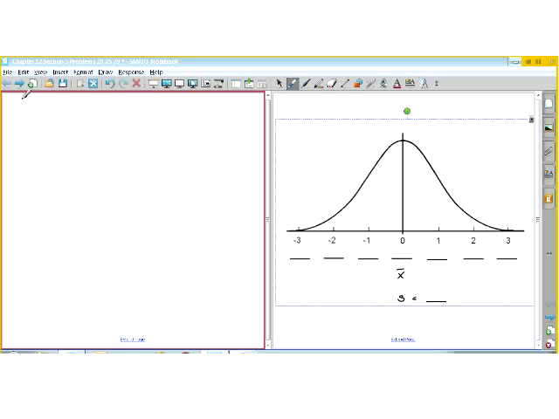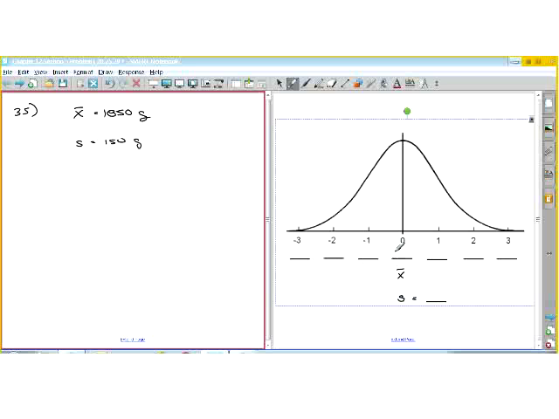So we're going to do 35. It's similar to the last one we did, just a different scenario. We have the mean is 1,850 grams, and the standard deviation is 150 grams.